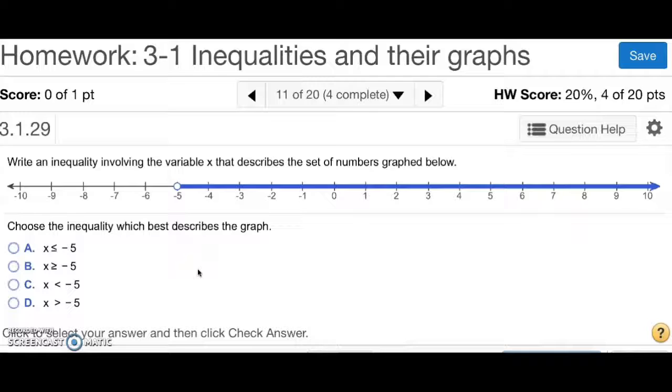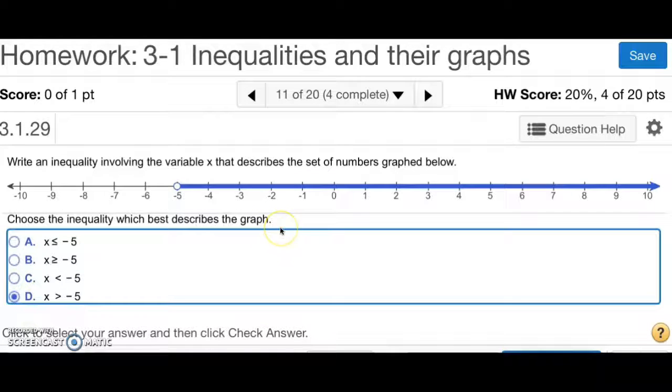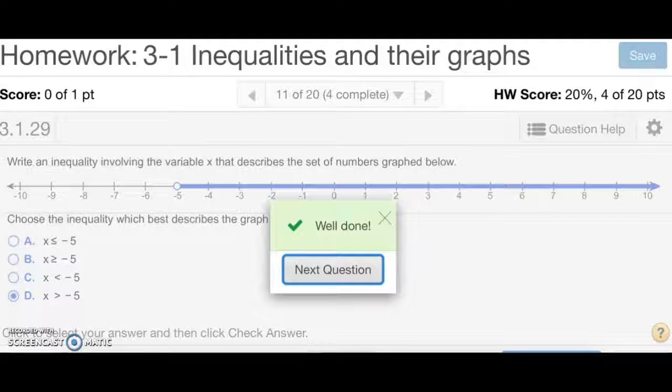Number 11, it says write an inequality solving the variable X that describes the set of numbers graphed below. So we're starting at -5, and it's an open circle, so that tells me it can't be A or B, it has to be C or D, since the open circle means there's no line under it. So we just eliminated half of our answers. It is going to the right, so the inequality that's pointing to the right is D. So your answer is going to be D for number 11.